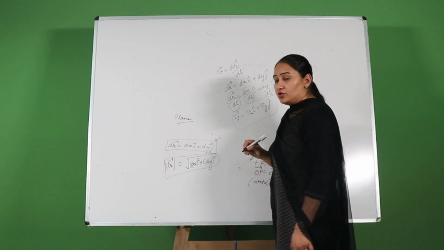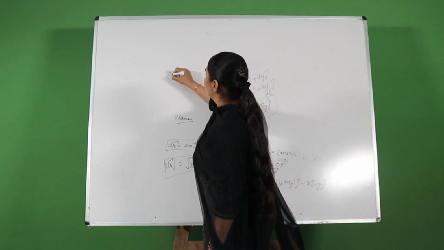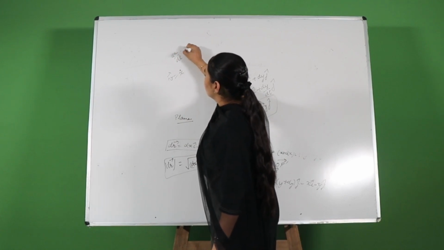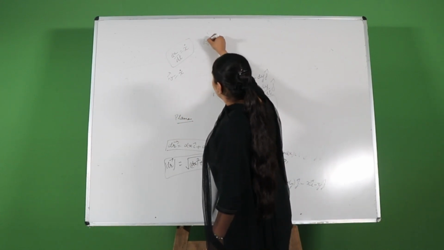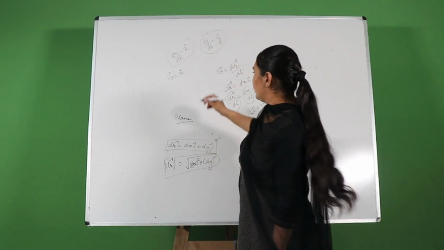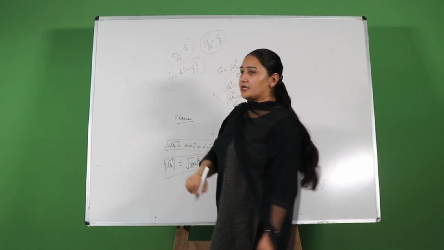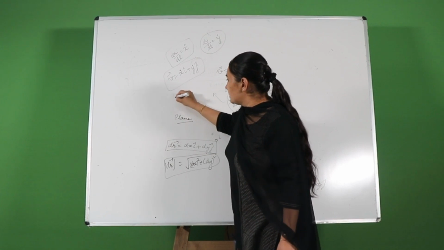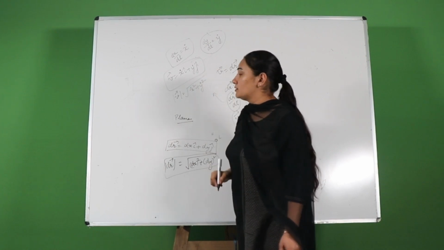Or I can use one notation that we will be using in the whole unit: I can write dx by dt equal to x dot, and dy by dt equal to y dot. So v is x dot i cap plus y dot j cap. This gives me the velocity. Similarly, I can get the magnitude of the velocity, the square root of x dot square plus y dot square.